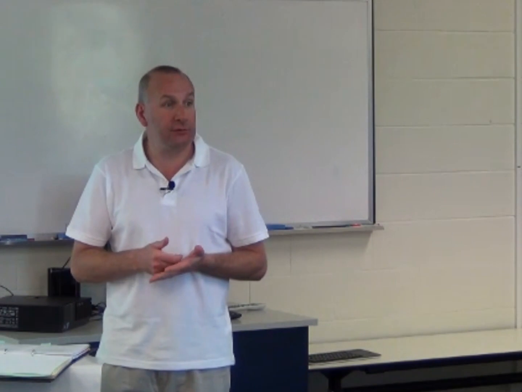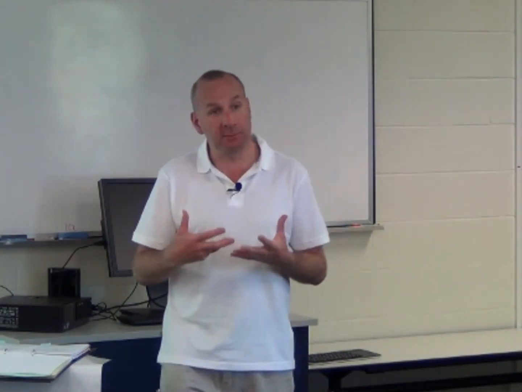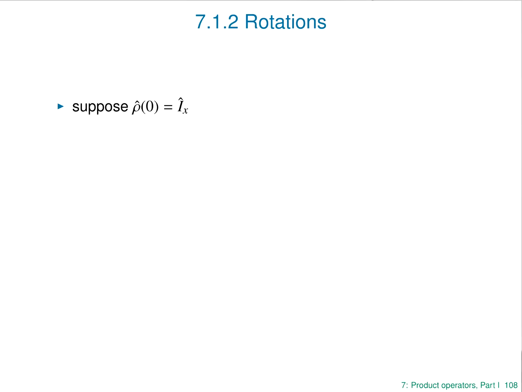So I said that we could work out what happens just by using this idea of the Hamiltonian and that expression I gave you. And I think the simplest way to do that is just to do an example so you can see how it actually works. So let's suppose that at time 0 the state of the system, the density operator, is Ix. Now immediately we can interpret what that means.